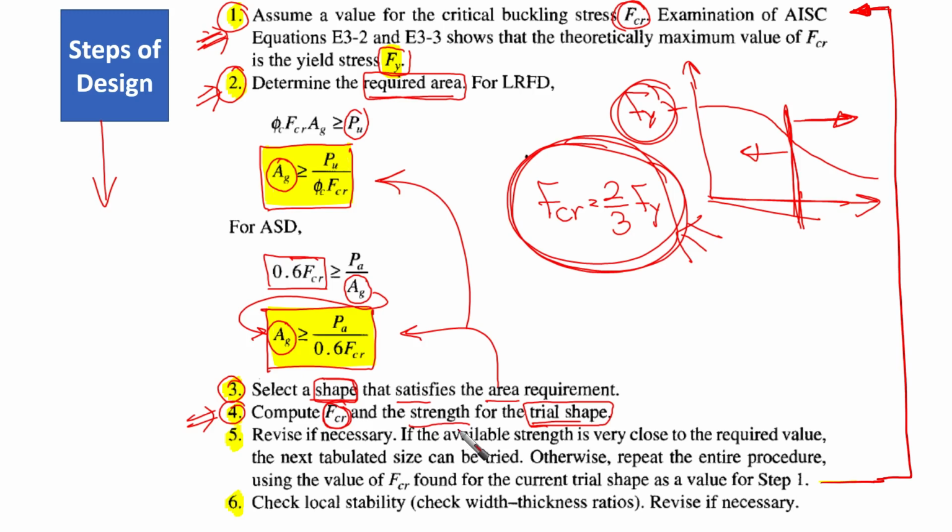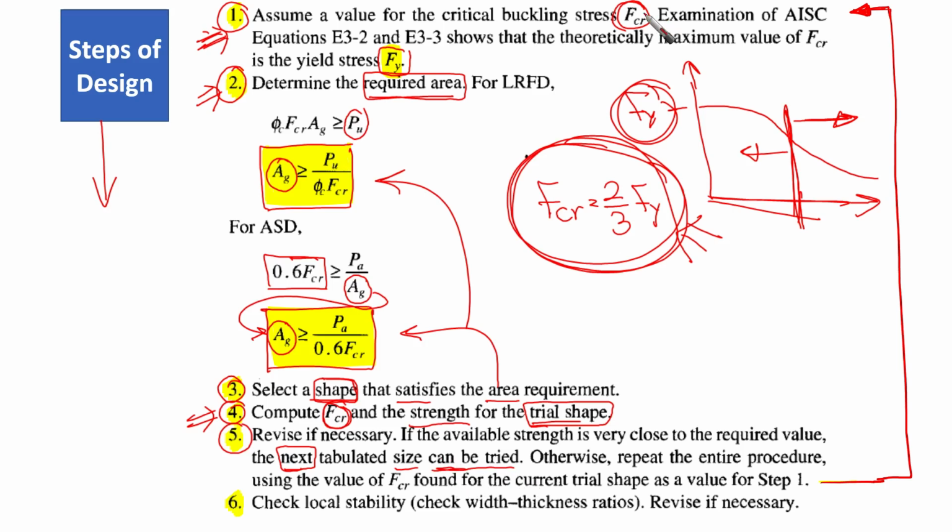Then if you are lucky, you're going to find that your assumed FCR equals the computed FCR. If not, which is the common case, you're going to make another trial. And step 5 is related to revision of what you have done. Revise if necessary. If the available strength is very close to the required value, the next tabulated size, take care, this word is the keyword here, next. The next tabulated size can be tried.